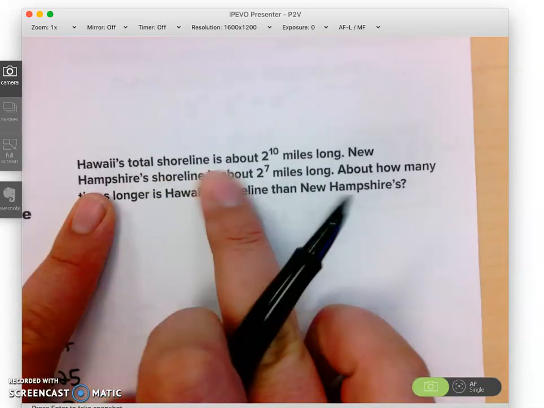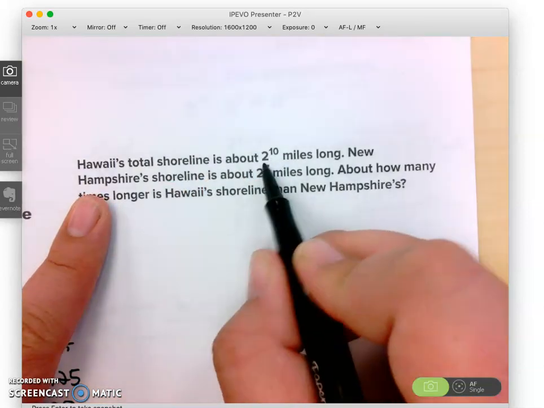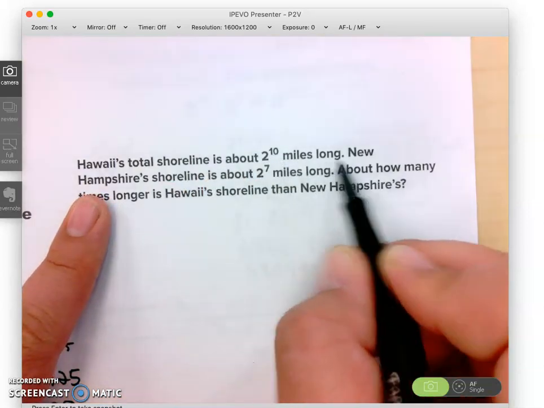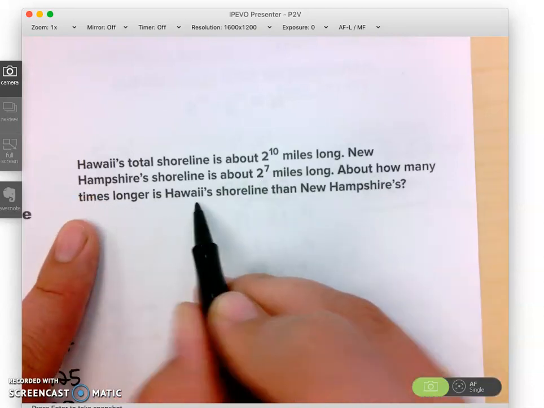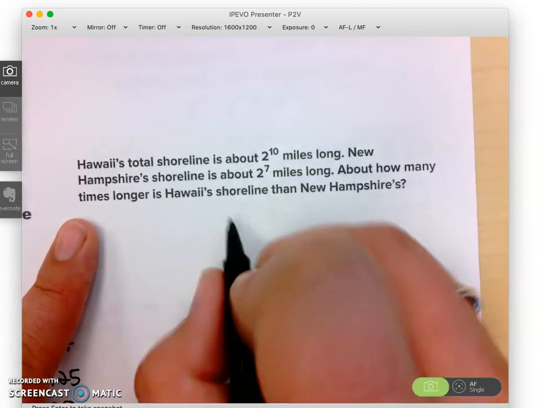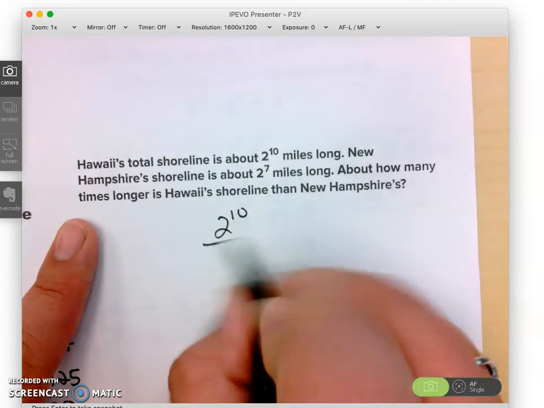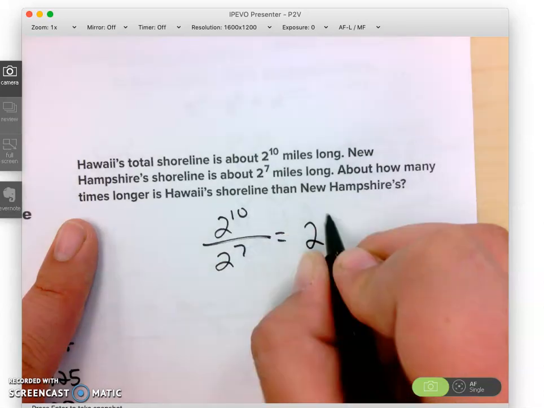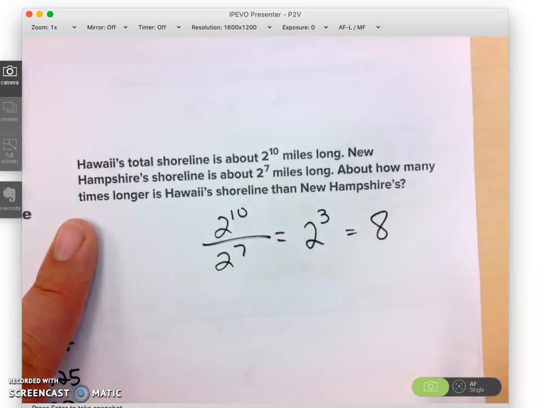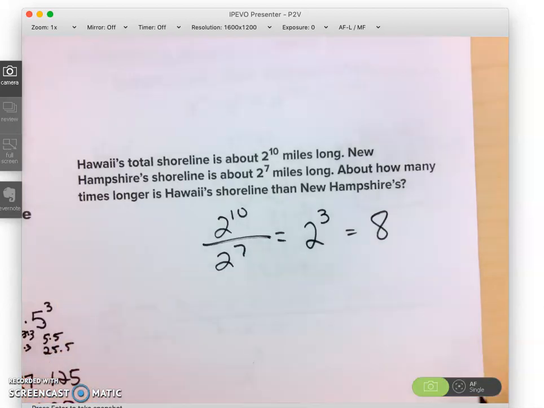Okay, total shoreline is 2 to the 10th power miles long. New Hampshire shoreline is 2 to the 7th. About how many times longer is Hawaii's shoreline than New Hampshire's? So that's going to be 2 to the 10th divided by 2 to the 7th. So I'm going to do 2, 10 minus 7 is 3. So it's 8. So it's about 8 times longer.